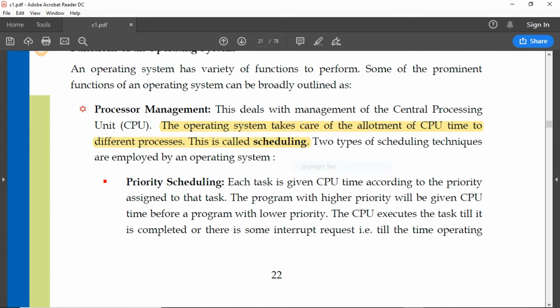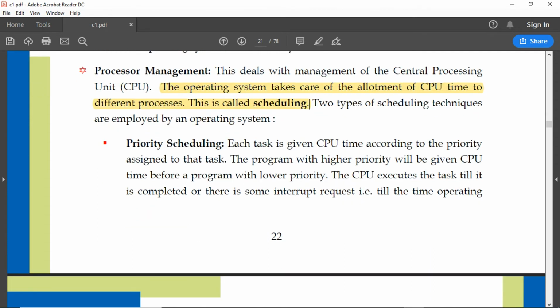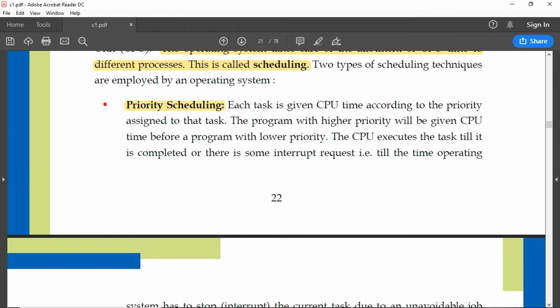Two types of scheduling techniques are employed by an operating system. Priority scheduling: each task is given CPU time according to the priority assigned to that task. The program with higher priority will be given CPU time before a program with lower priority.